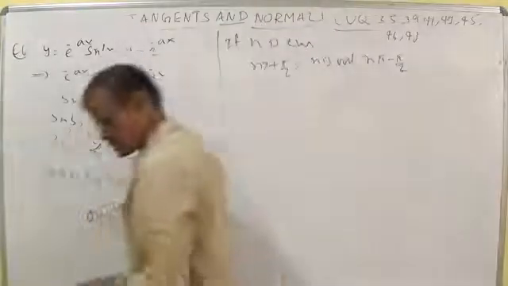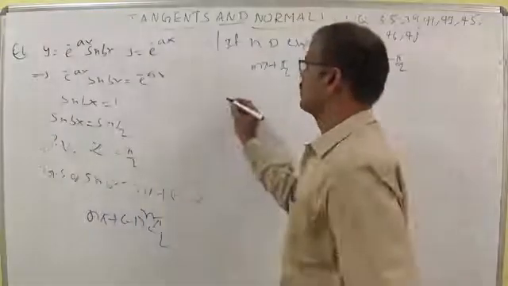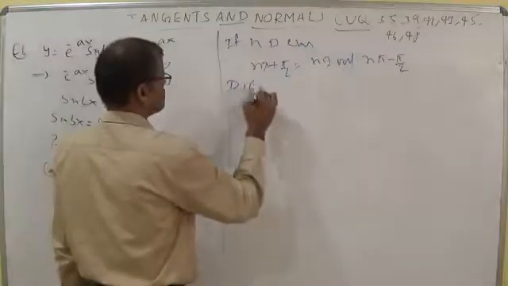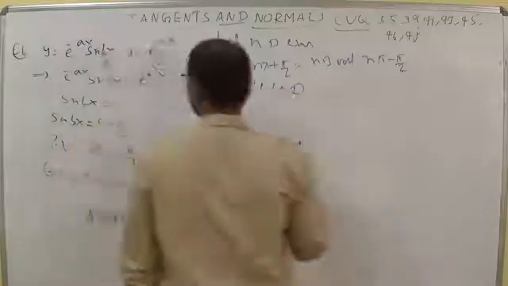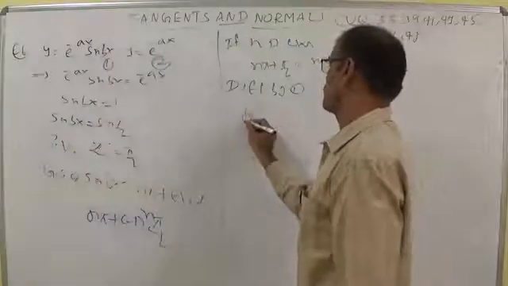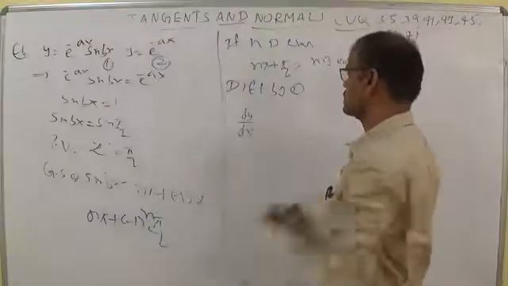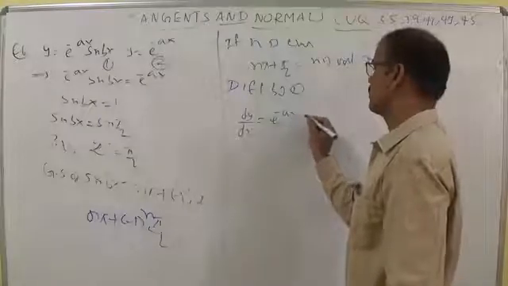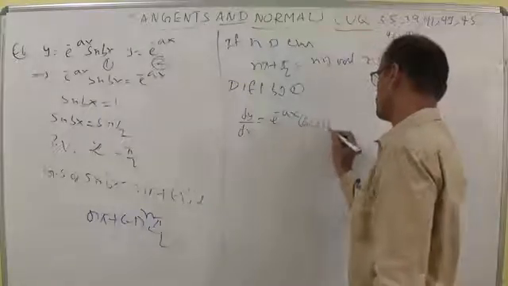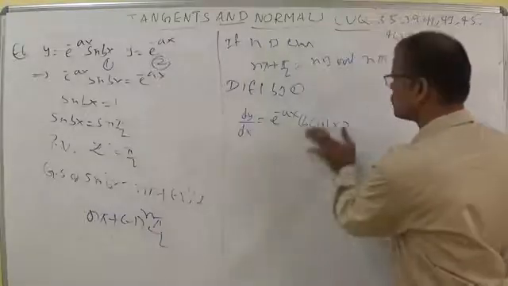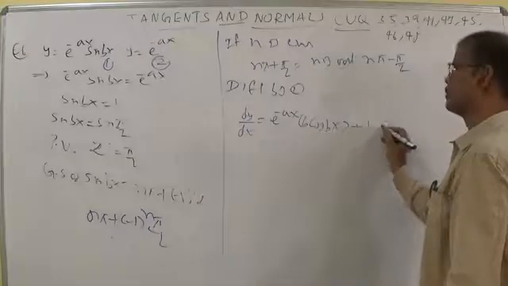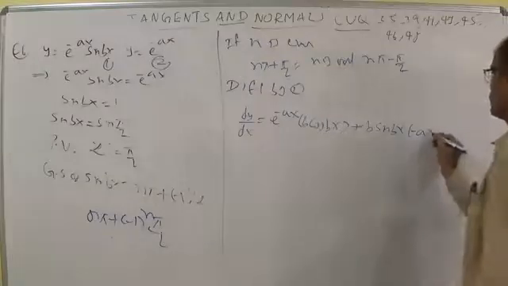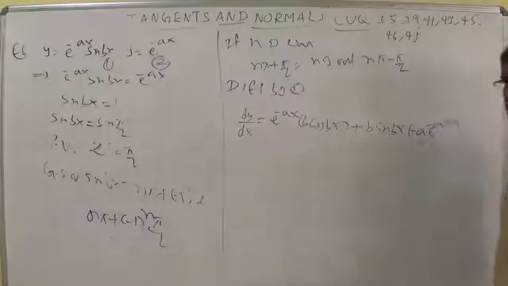Now we can use the derivative. Let it be the first curve, and let it be the second curve. Differentiating both sides with respect to x, what is the derivative of e power minus ax into sin bx? According to the uv rule you should follow: dy by dx is equal to e power minus ax into b cos bx, that is uv dash plus vu dash, b sin bx into the derivative of e power minus ax, which is minus a into e power minus ax.